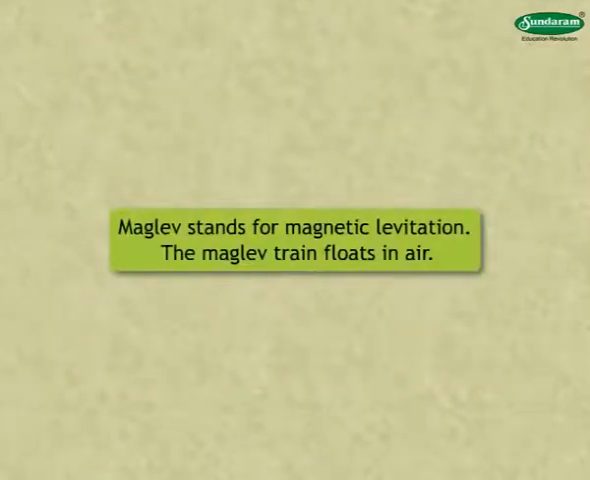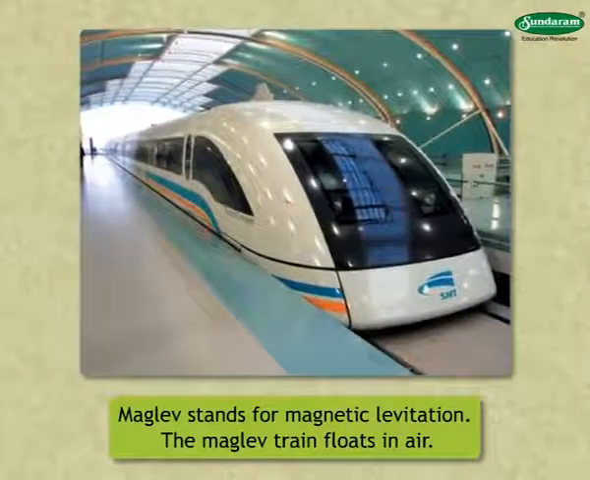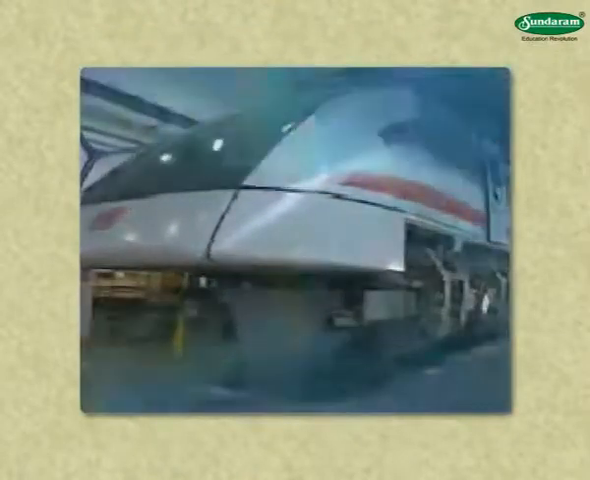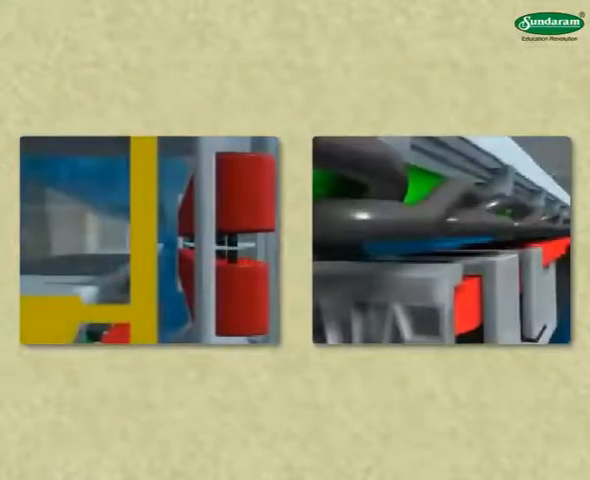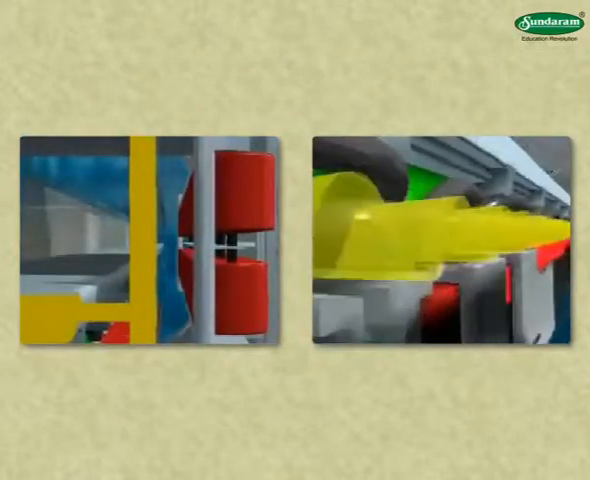Maglev stands for magnetic levitation. The maglev train floats in air. This linear motor rolls on the guideway along with the train. As the train runs on a cushion of air, it makes no rattling sounds.